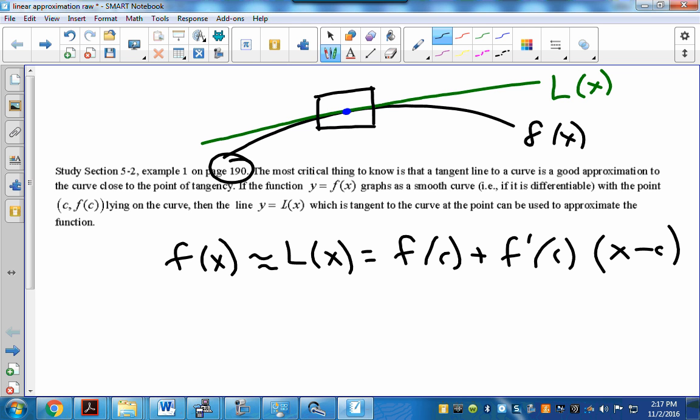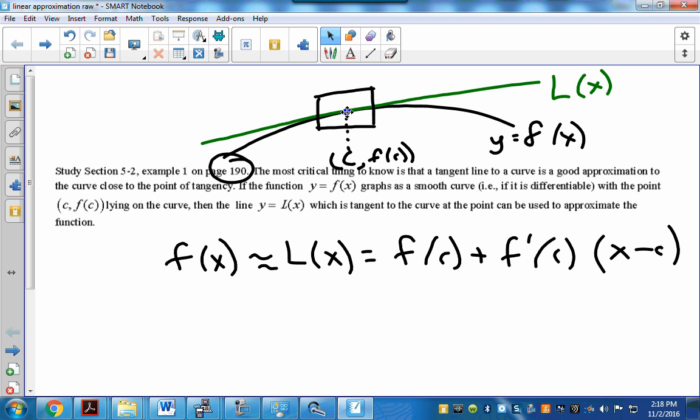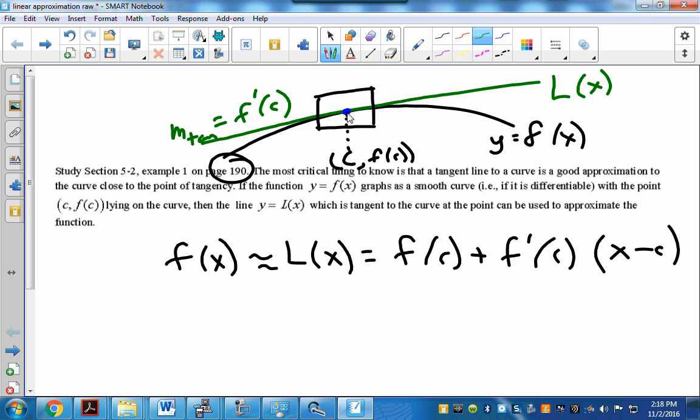Where does that come from? Well, it comes from this point having coordinates c and f of c, right? Y is f of x, right? And the slope of this green line, this m tangent, the slope of the tangent line is given by the derivative evaluated at c. So that's where this black equation comes from. It really is Algebra 1, believe it or not.